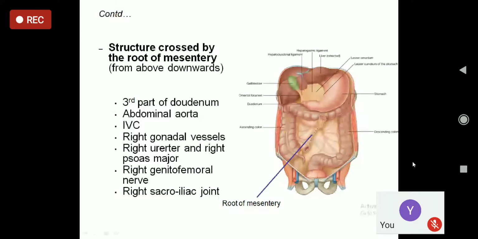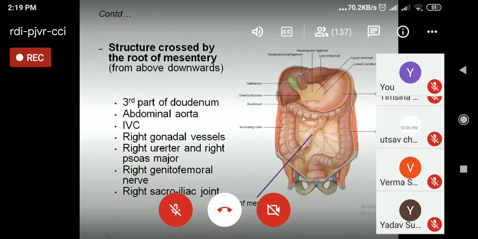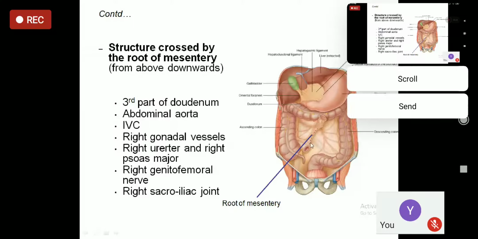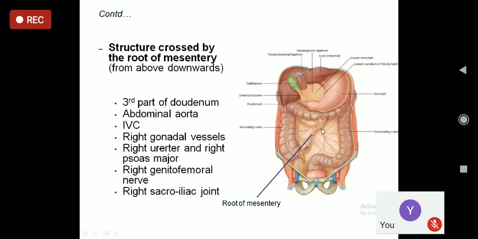The structures crossed by the root of the mesentery are very important for gross anatomy. From above downwards, first is the third part of the duodenum. Here we can see the C-shaped curvature of the duodenum. Then, in the posterior abdominal wall, the inferior vena cava, the right gonadal vessels, the right ureter, the right psoas major muscle, the right genitofemoral nerve, and the right sacroiliac joint here in the ileocecal junction area.